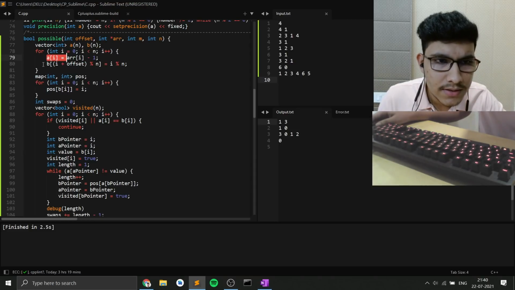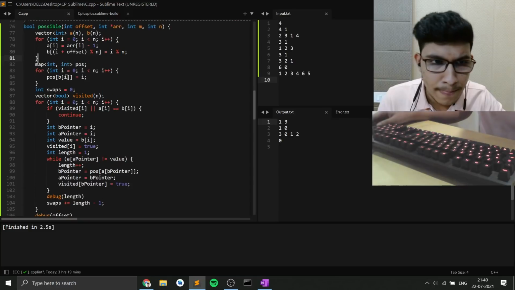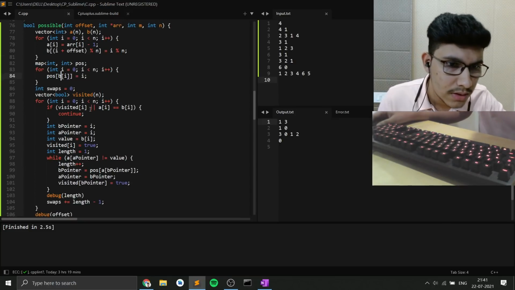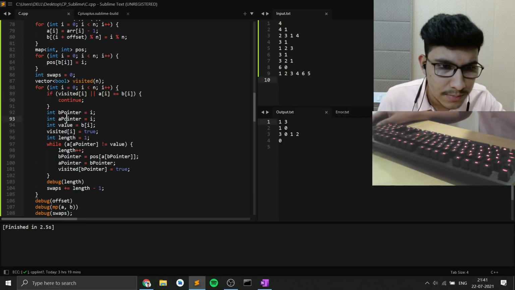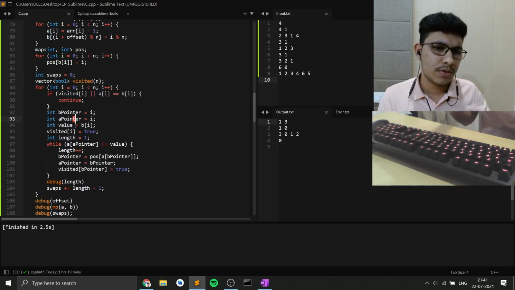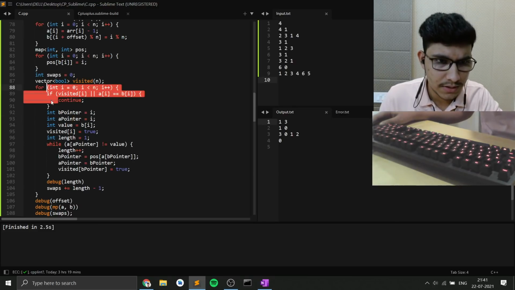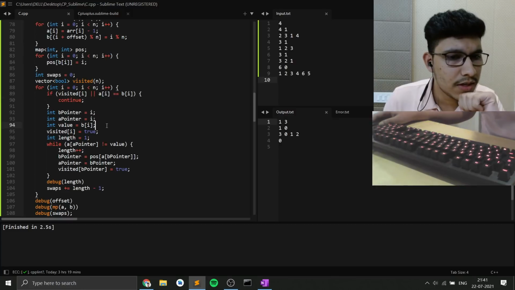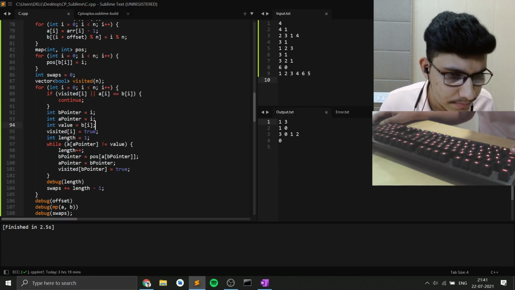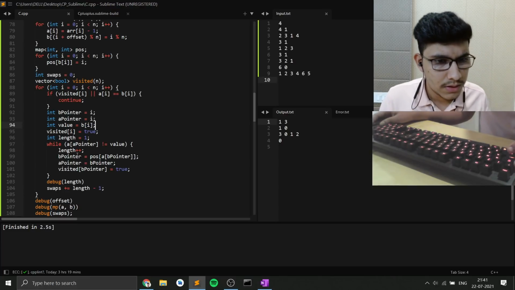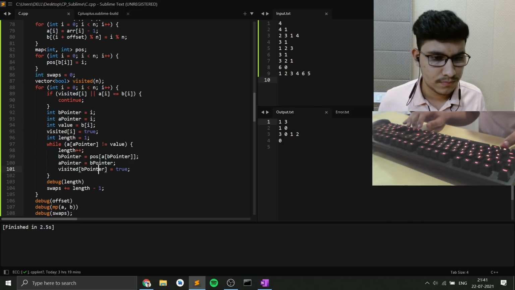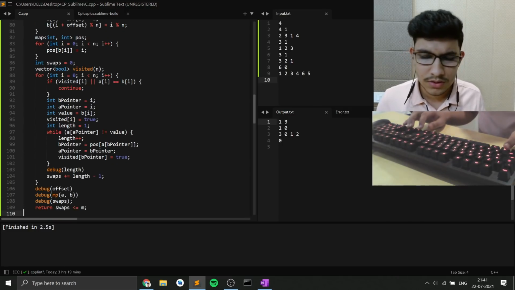This is the A array, this is the B array. I need to convert B to A. So I have stored the position of various elements in B here, and this is the visited part, this is the B pointer, this is the A pointer. So if they both are pointing to the same location, then we're done, and that we've already checked here. Apart from that, we need to get the value here in the A array, right? Yeah, so this should be fine.